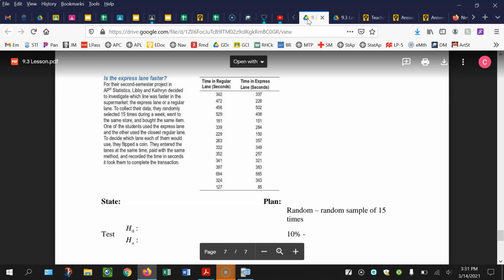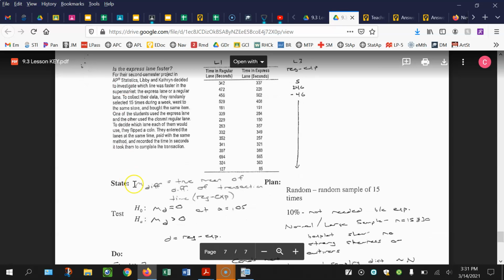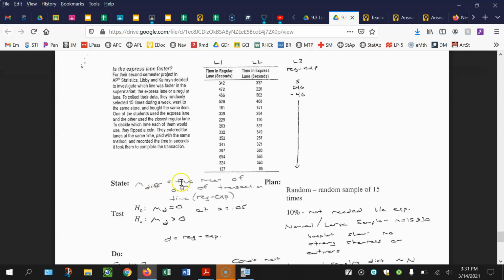Okay? So the state step, my parameter is going to be mu sub d, and I'm going to go to the answer key because you're going to see how you have to express this. Mu difference, or mu sub d, is the true mean of differences of transaction time, regular minus express. You have to explicitly state which way you're doing the subtraction. You could have done it express minus regular.